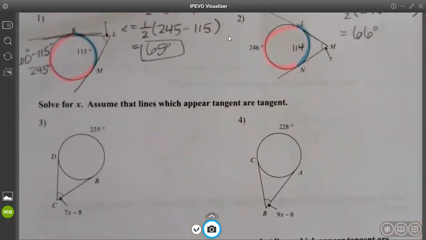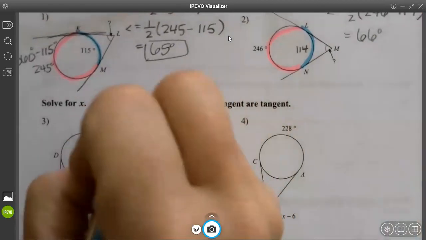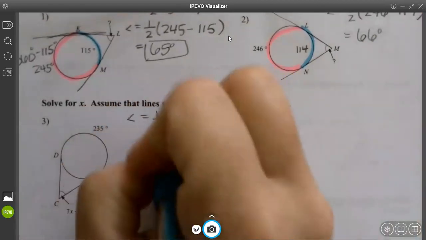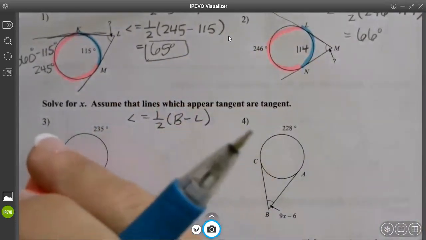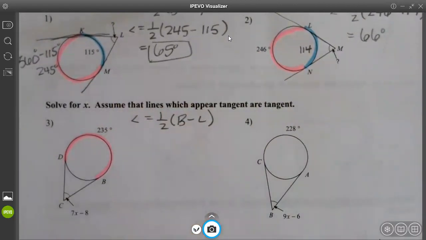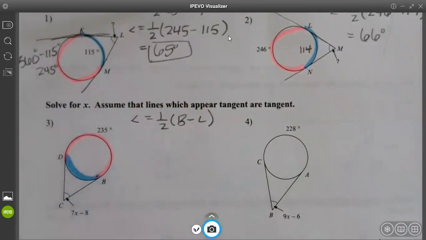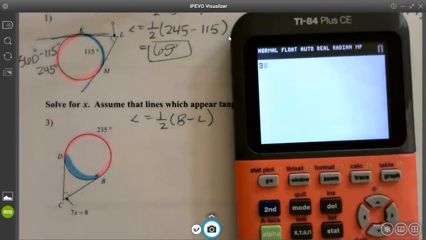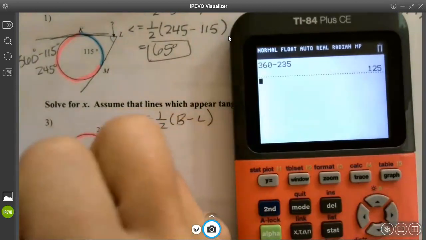All right. The next two are exactly the same. The only difference is it says solve for x, so we're just using an x value. So again, angle equals half of the big arc minus the little arc. They give you the big arc. We need to find the little arc. So again, to find that little arc, 360 minus 235, which gives us 125.